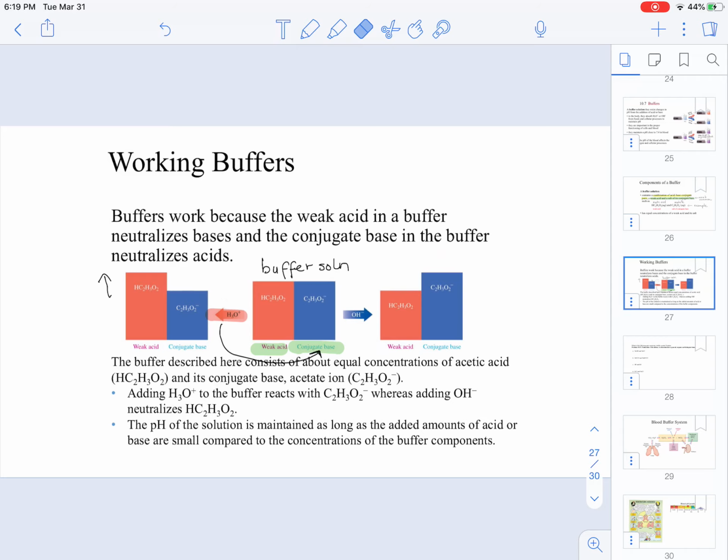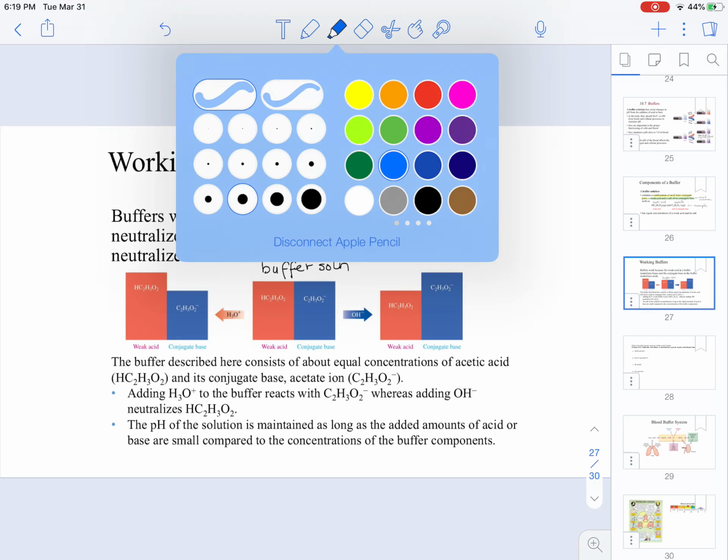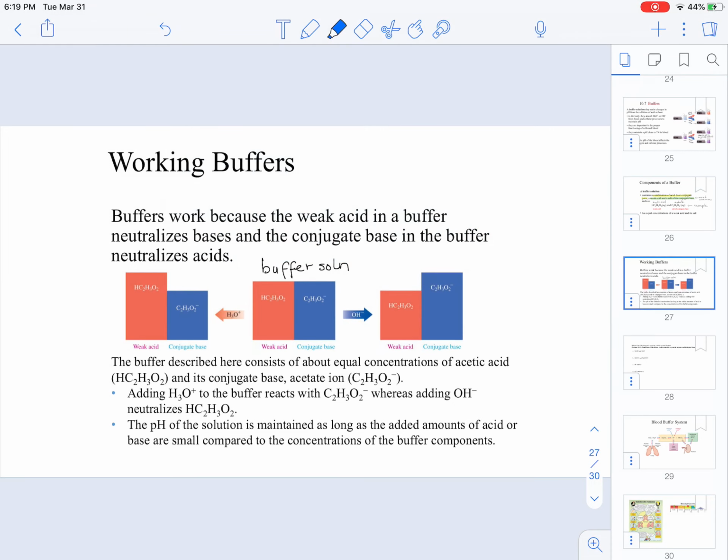What happens now if a base is added to the system? This base is going to remove a proton from the weak acid. When we remove a proton from the weak acid, we form more of the conjugate base. That's why we see an increase in its concentration and a decrease in the concentration of the weak acid. And that's how buffers resist changes to pH.